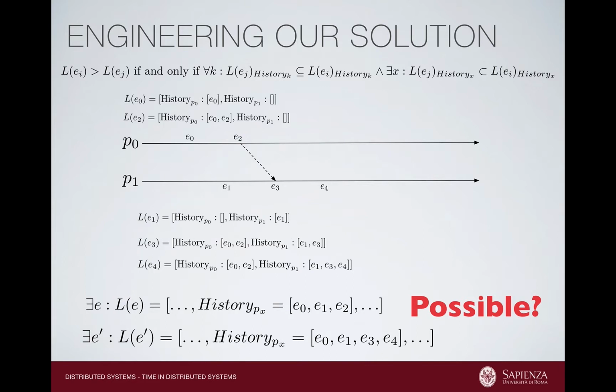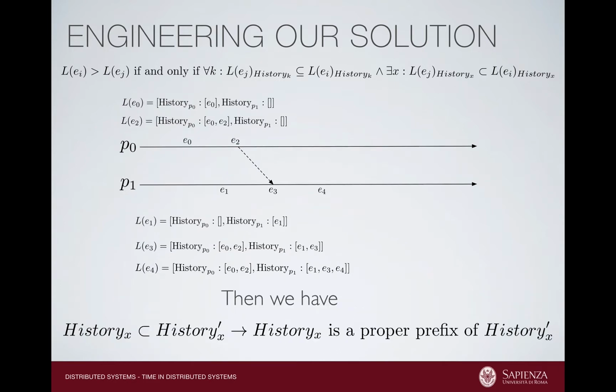So it's not possible that we have a history inside a timestamp of px that contains e0, e1, e2, and we have inside another timestamp a history of px that contains e0, e1, e3, e4. And this is for the same reason as before. So the only possibility is that the longest history is e0, e1, e2, e4. So it's not possible that it contains e3. But remember that we were saying that one history has to be included in the other.